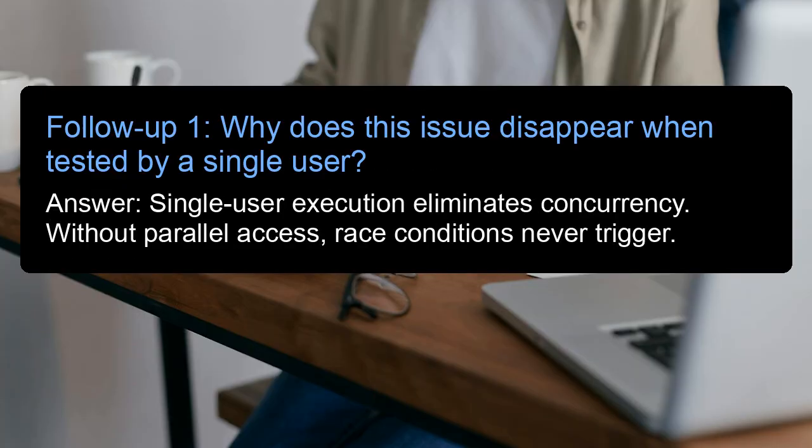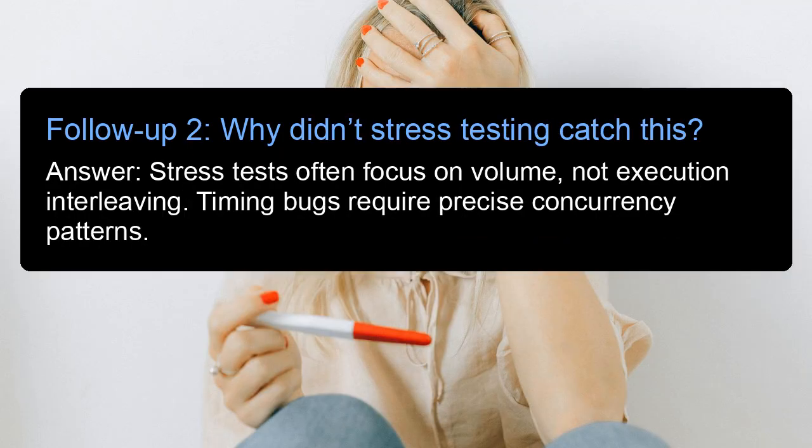Follow-up 1. Why does this issue disappear when tested by a single user? Answer: single-user execution eliminates concurrency. Without parallel access, race conditions never trigger. Follow-up 2. Why didn't stress testing catch this? Answer: stress tests often focus on volume, not execution interleaving. Timing bugs require precise concurrency patterns.